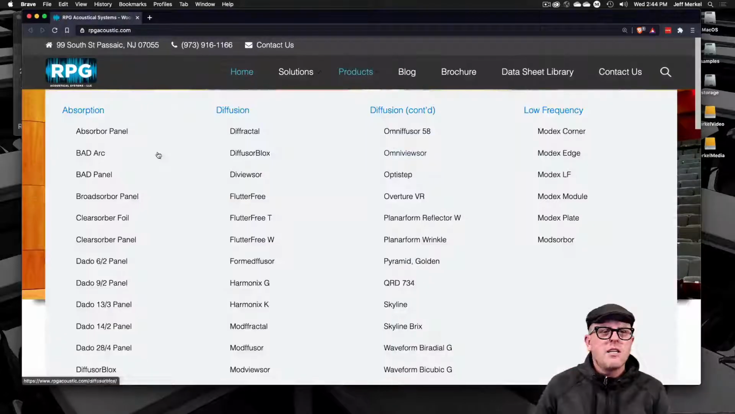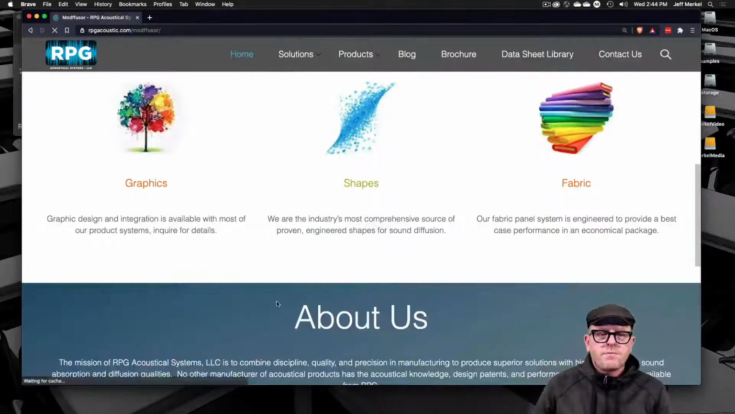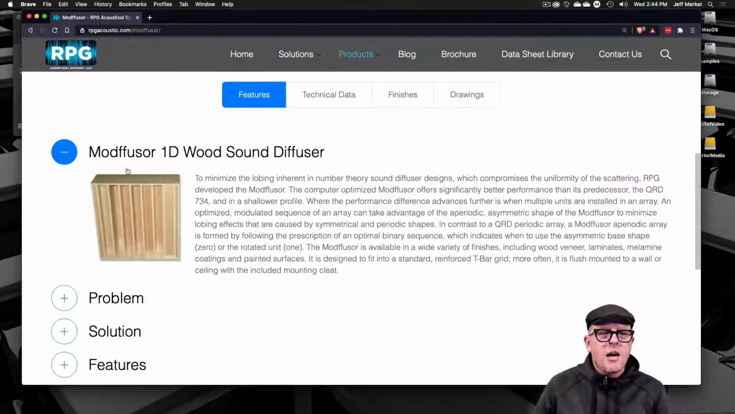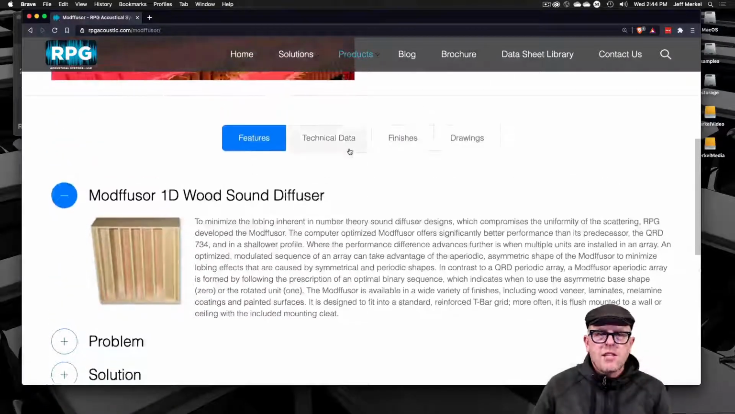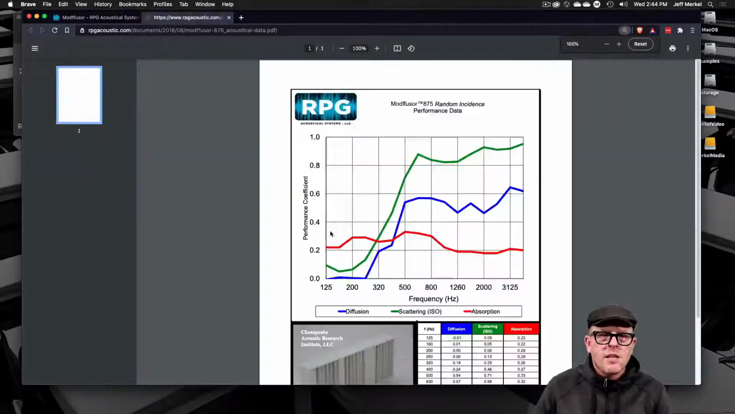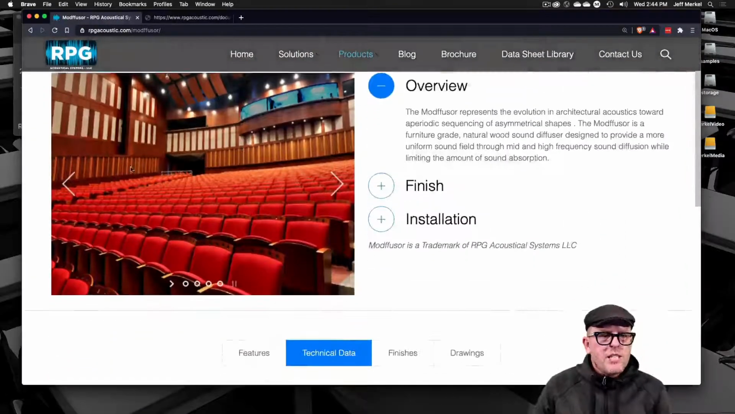So the first thing we want to look at here is going to be the mod fuser. All right, so that's kind of your classic one right here. The mod fuser 1D sound diffuser. So let's see, they've got the technical data here, acoustical data. This looks interesting. Actually, let's go back and take a look at the little slideshow that they show here. So we see that they're all along the back of the walls here. This is kind of an interesting example.